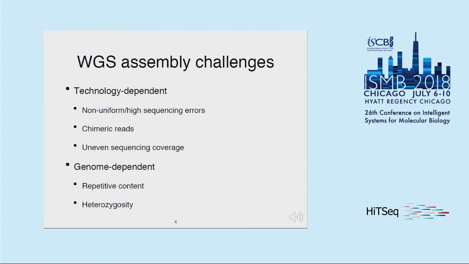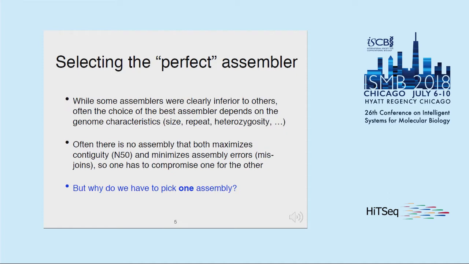We divide them into two categories. The first one is the technology-dependent challenges, which include non-uniform or high sequencing errors, chimeric reads, and uneven sequencing coverage. The second category is the genome-dependent challenges, such as repetitive content and heterozygosity. Because of those challenges, when doing de novo genome assembly, usually people use different genome assemblers and different parameters to generate multiple assemblies and pick the best.